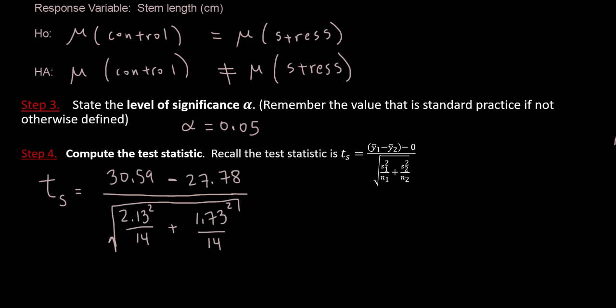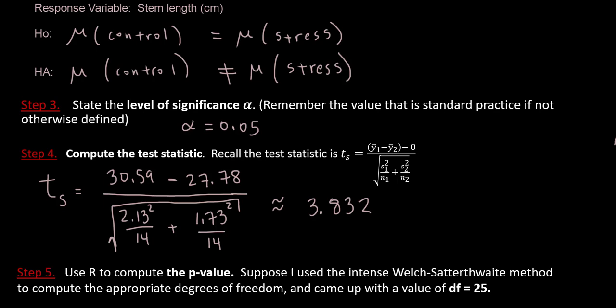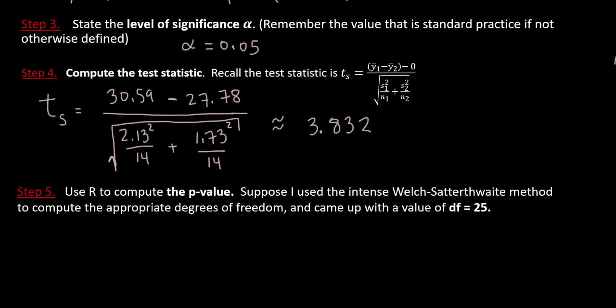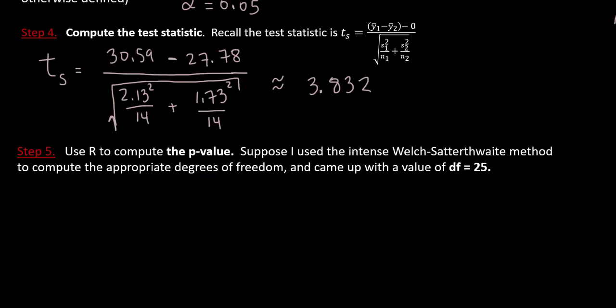Okay, so I entered that all in, and I've typed it into R as my calculator, and I got about 3.832. So our next step is going to be to determine the p-value here. And we're going to use R to do that. And I always think it's valuable to illustrate what we are doing so that we know what we're doing. So I like to draw a quickie t-distribution.